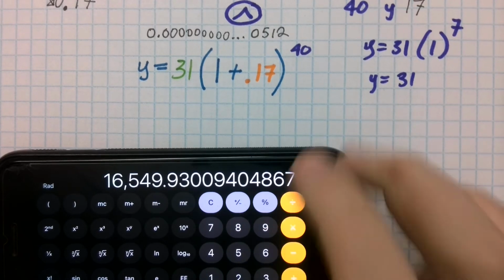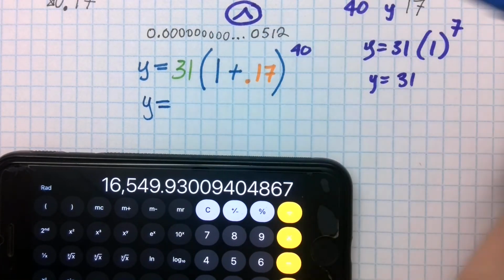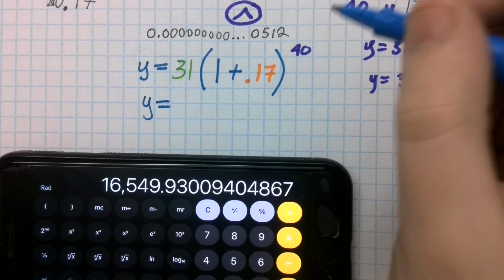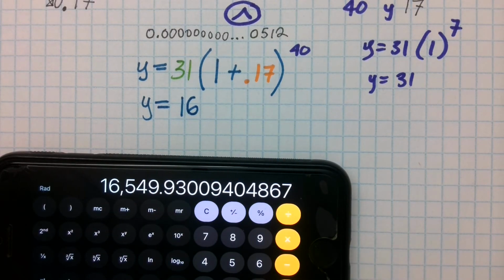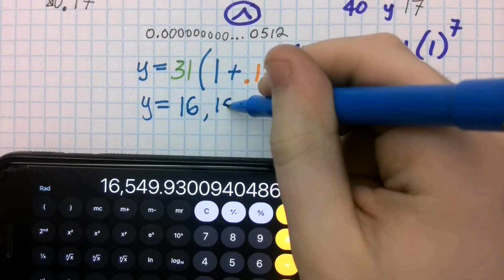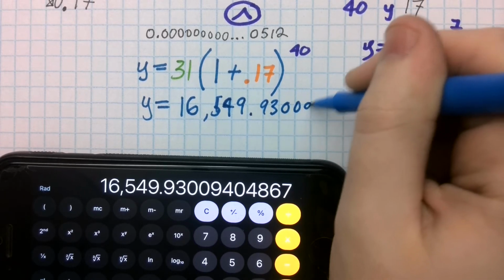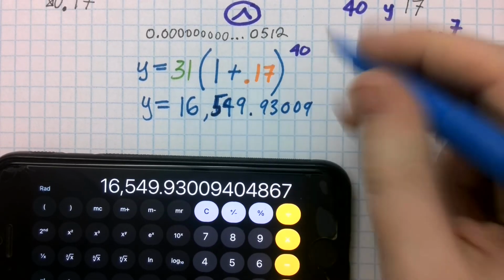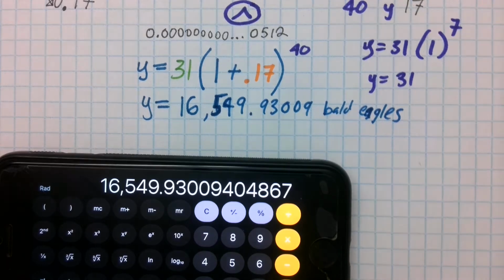According to our math here, this is a much more optimistic number. According to our math, in the year 2022, if we kept growing at a rate of 17%, there would be 16,549.93009 eagles in Michigan. It's a pretty good number. Let's make sense of this, though, because something about this doesn't make sense. And it has to deal with our units.